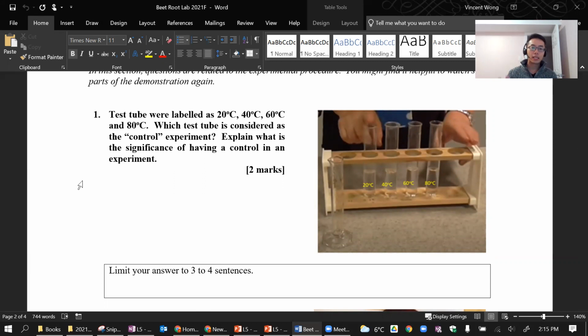Why do we need a control in an experiment? Well, we need a control to compare the results with. If you see color in 40, 60, 80, and you don't have a control, how do you know that's not what normally would happen anyways? By having a control, we know what the baseline is. We have something to compare our results with. So when we see a difference between the treated or experimental group and the control group, we know it is caused by the changes in the independent variable, in this case, the temperature.